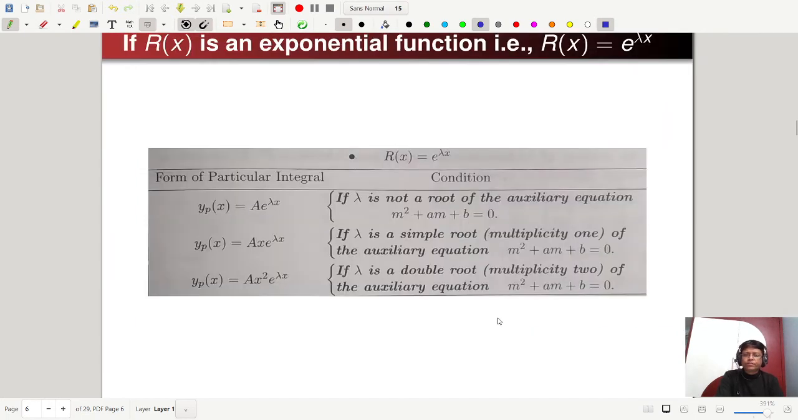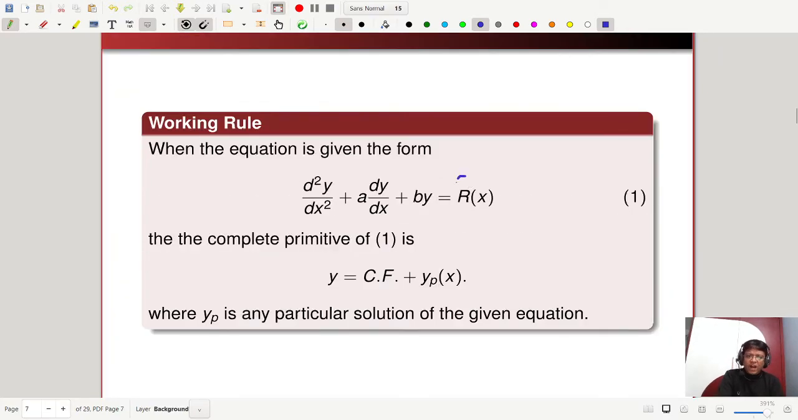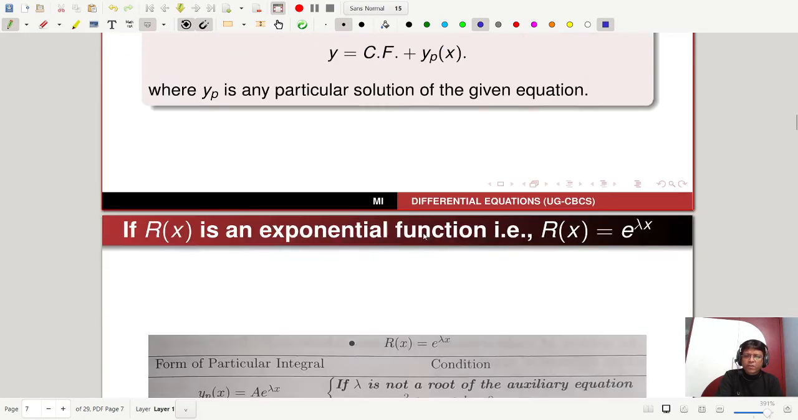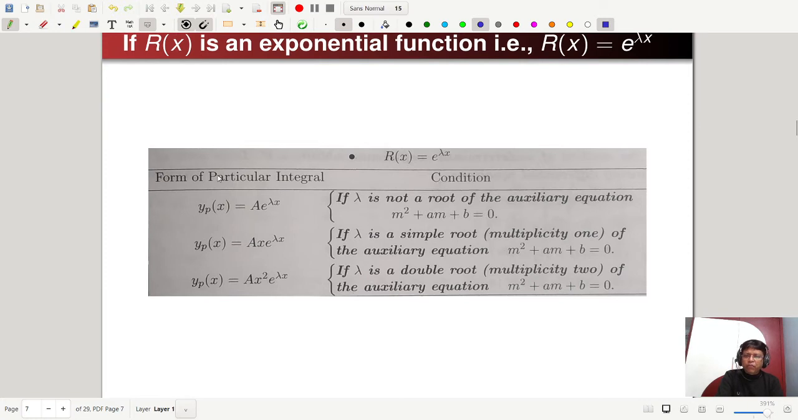Now, if rx, that is your right hand side, it depends on the rx. Rx is an exponential function, e to the power lambda x. Then what will be the form of the particular integral? This is the chart showing the forms. So the condition is, if lambda is not a root of the auxiliary equation, then your ypx will be equal to a e to the power lambda x.